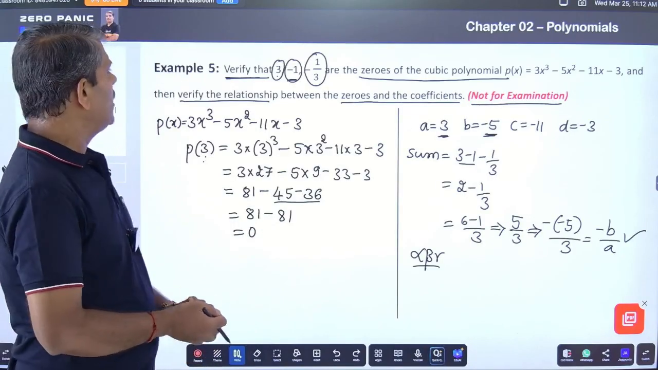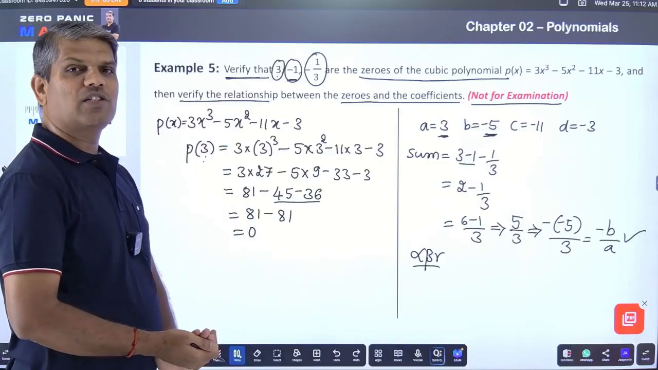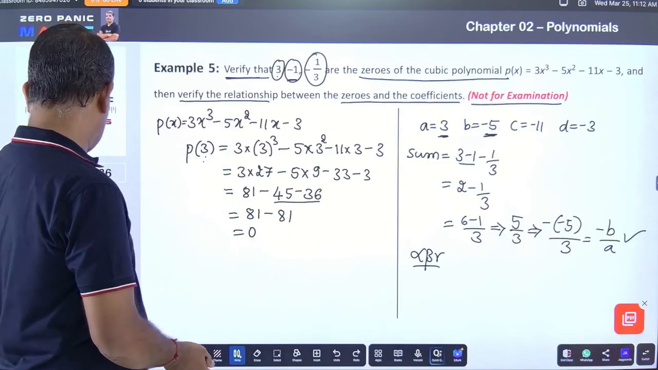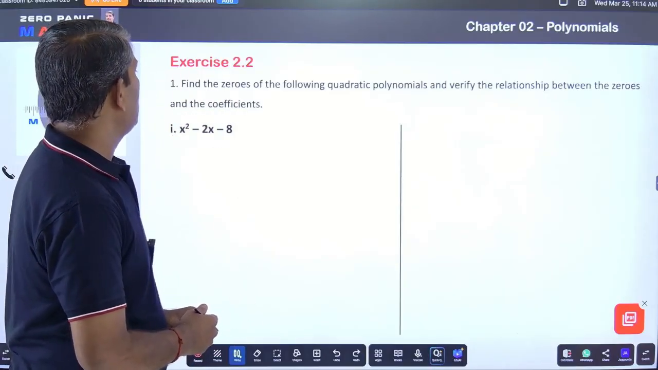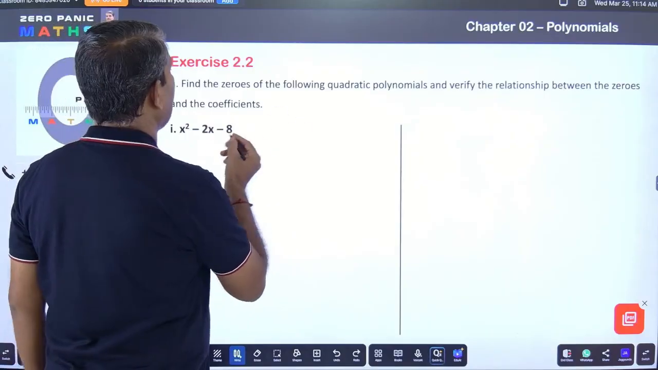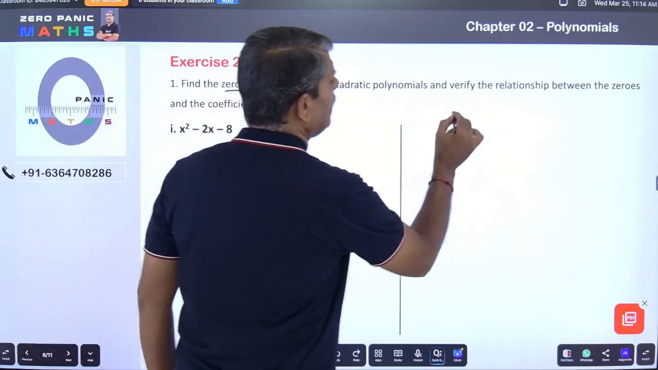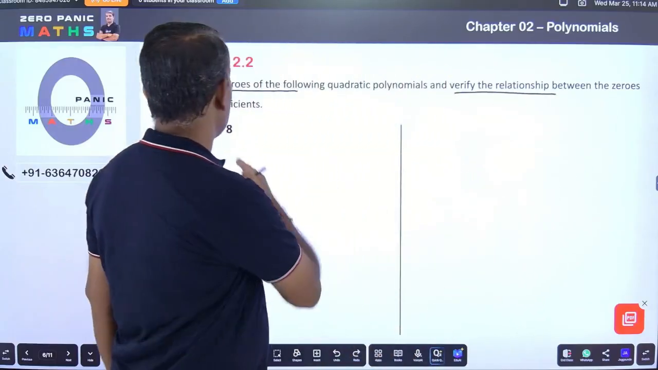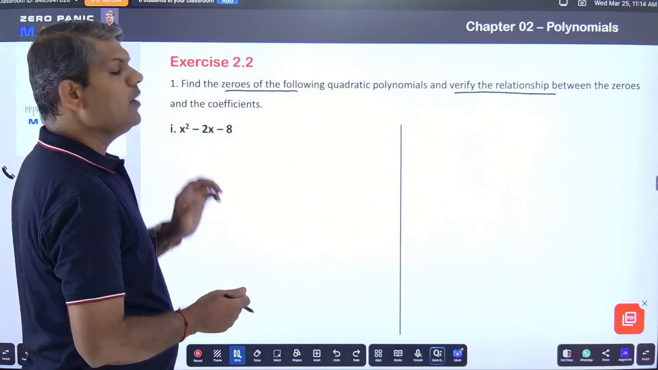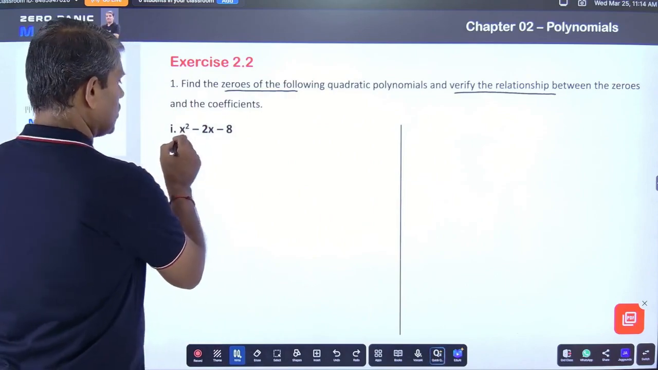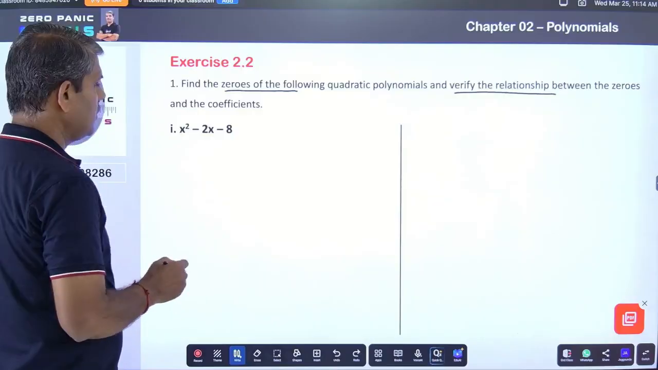Now this is about example 5. Of course it is not going to be there for the examination, but you can do it as practice. In the first set of exercise problems 2.2, we are asked to find out two things again. We need to first find the zeros of the given quadratic polynomial and then verify the relationship between the zeros and the coefficients. So there are two parts for each of the problems in this set. First, solve the given quadratic polynomial and find the zeros.